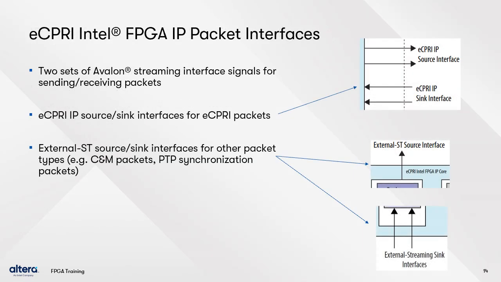The eCPRI IP has two sets of Avalon streaming source and sink interfaces for sending and receiving packets. The eCPRI IP source and sink interfaces are for sending and receiving eCPRI message packets. The one external streaming source and two sink interfaces are for sending or receiving eCPRI C and M plane and synchronization packets, as well as any other type of frame packet such as Ethernet or IPv4.